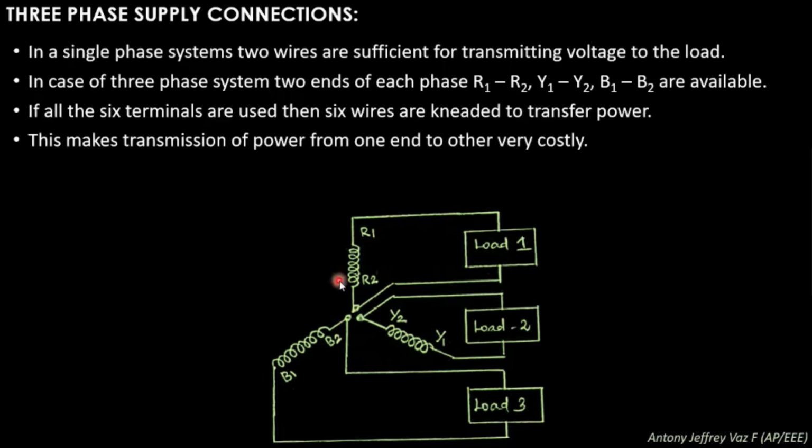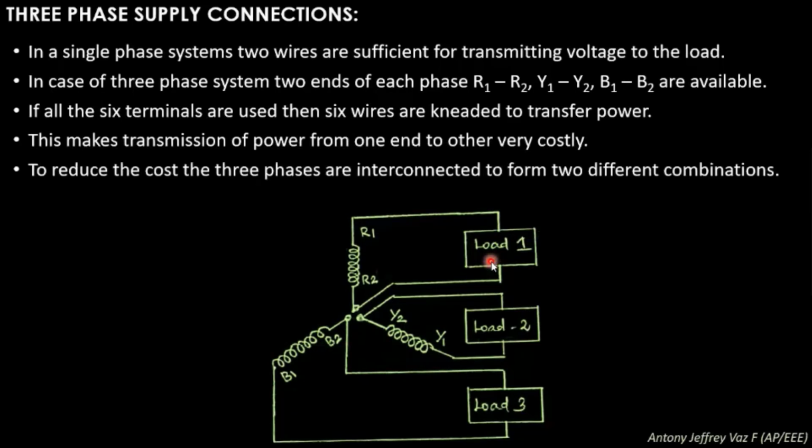If you need six such wires, and the cost of a single wire, take it, is 1000 rupees, then the six wires will cost 6000 rupees. So it becomes very costly. I am saying this for example, but it will not be 1000, it will be in lakhs. So it will be 6 lakhs or 60 lakhs, such rupees may occur. So to minimize the use of the phase voltages coming to the home, we need to minimize the amount of wires which we are drawing from the substation to our homes. To reduce the cost, the three phases are interconnected to form two different combinations.